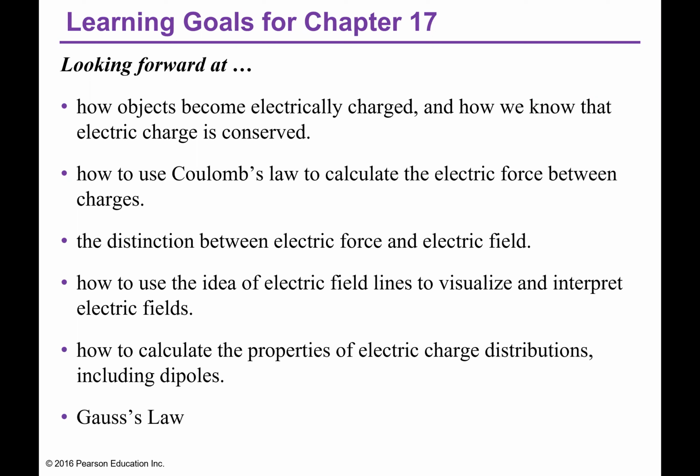Then we're going to look at what we call electric field, which is kind of analogous to the gravitational field that we studied in Physics 6. And obviously, we're going to be learning how to solve problems with electric forces.